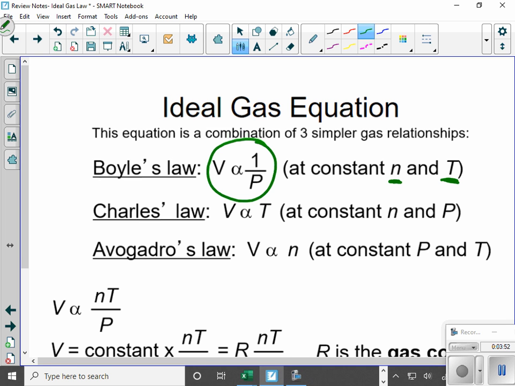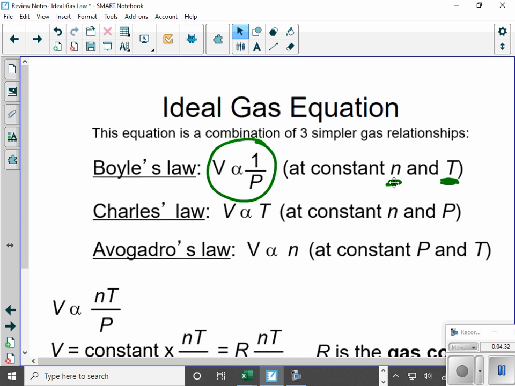So stop and think. If I had a balloon, and my balloon wasn't totally filled with air, it had room to move. If I had a balloon that had a certain amount of air in it, at a constant temperature, with a certain amount of moles inside it, and I would squeeze that balloon, if I would apply pressure to it, what would happen to the volume? It would go down, wouldn't it? If I squeezed it together, it would go down.